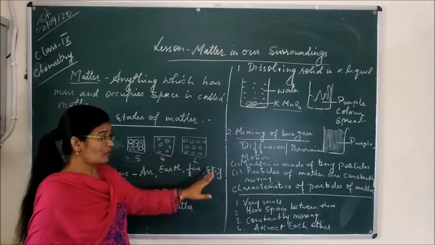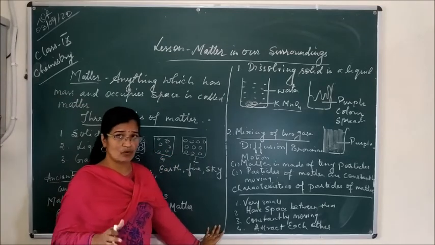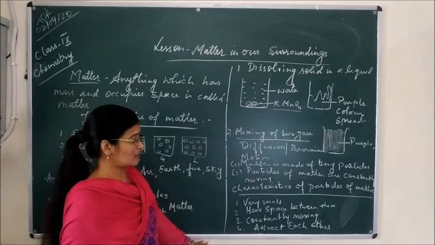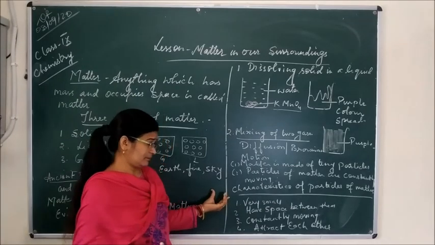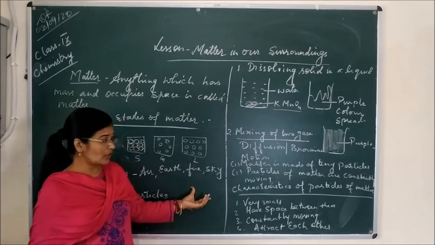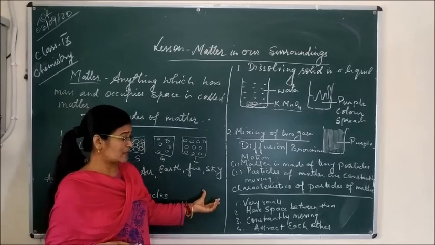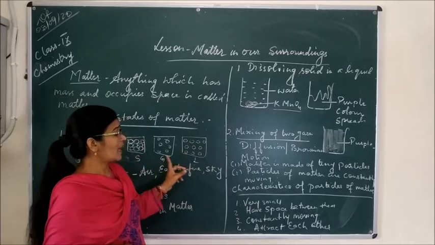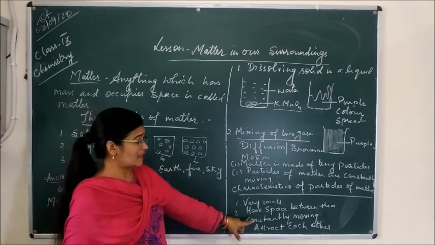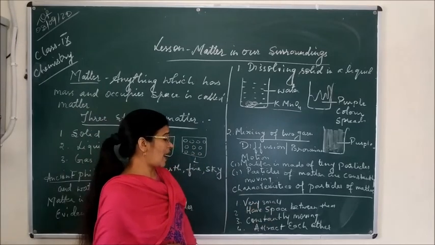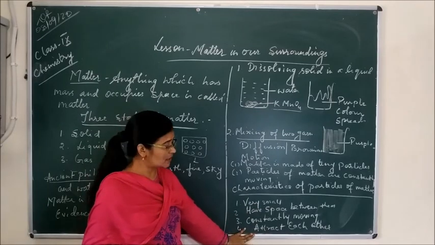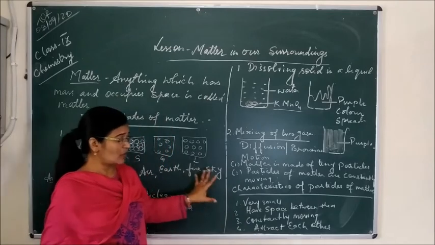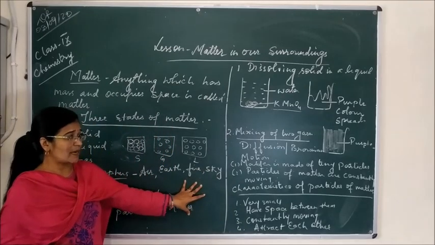So by this we conclude the characteristics of the particles of matter: the particles of matter are very small. Second, the particles of matter have space between them. And third, the particles of matter are constantly moving. And fourth, we say that the particles of matter attract each other. So this is all about the characteristics of the particles of matter.